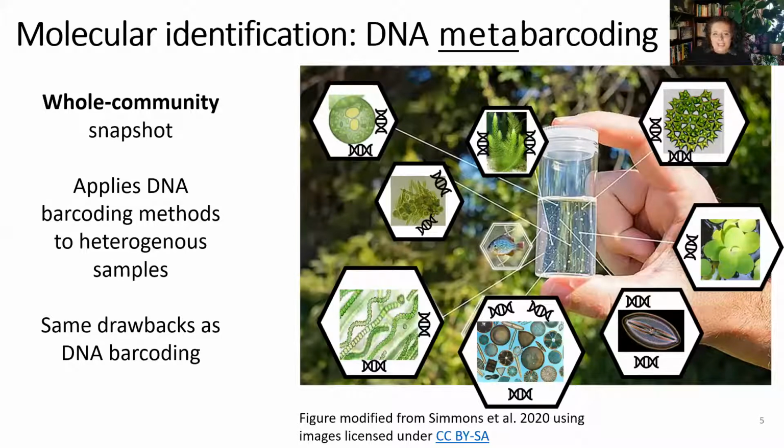Another promising molecular identification tool is known as DNA metabarcoding. DNA metabarcoding relies on the same fundamental principles as DNA barcoding, but instead of identifying a DNA sequence from a single organism, this method sequences DNA from any and all organisms present in the sample. This allows us to obtain a whole community snapshot, which is very valuable when asking ecological questions. By applying DNA barcoding methods to heterogeneous or mixed samples, we can gain lots of new information and insight about a community. However, the same drawbacks exist with this method as with DNA barcoding, as this method also relies on those well-populated reference databases.